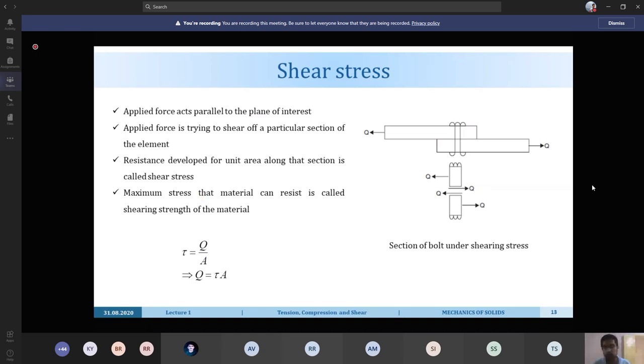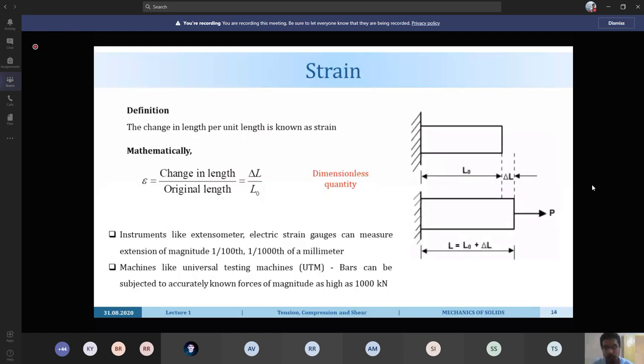So when you try to drill a hole for fixing screws and all, you should first check what is the shearing strength of the material, and then you have to apply that much load for drilling that hole. I will show an example later in today's lecture. And now with this we are moving to the definition of strain.